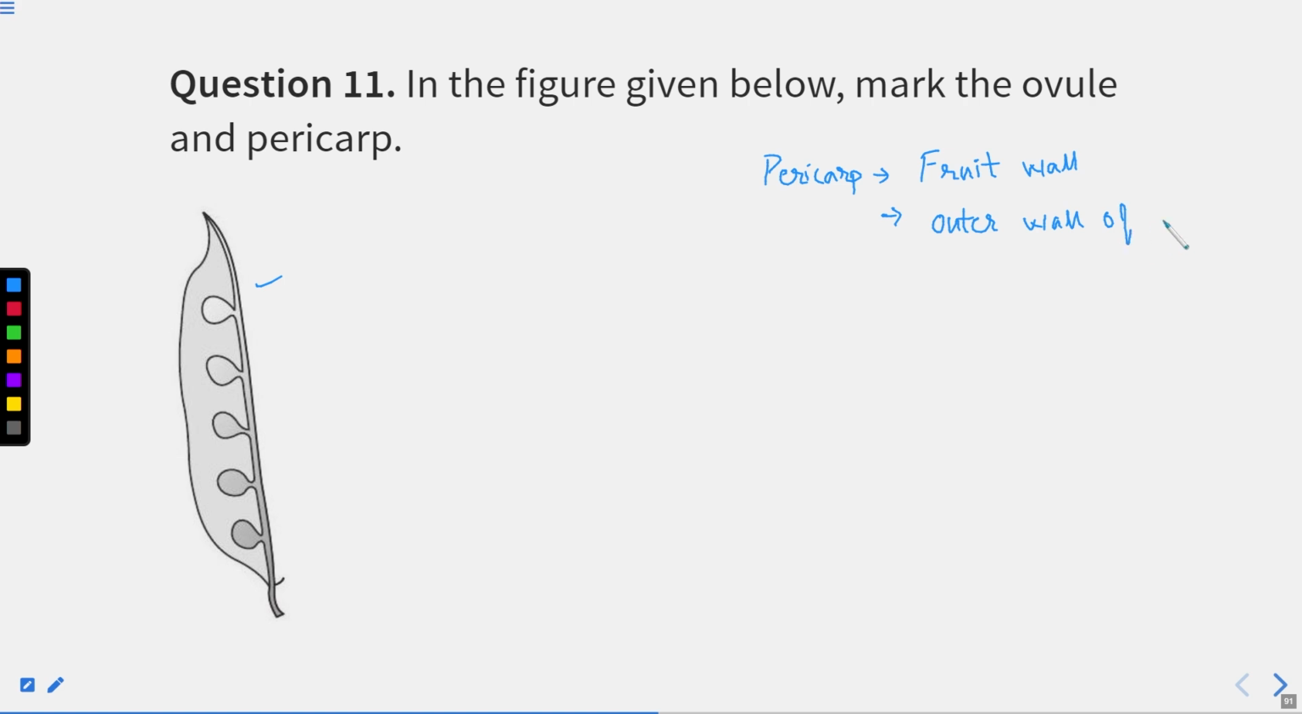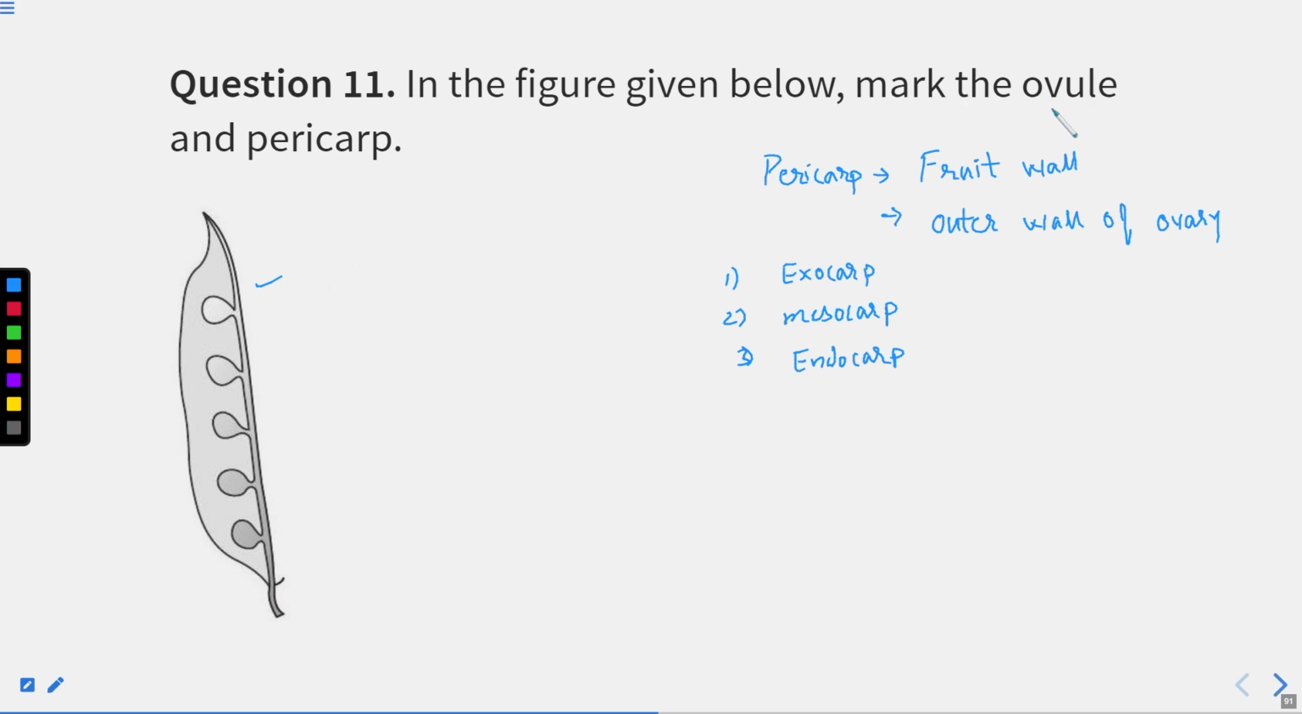The outer wall of the ovary develops into the pericarp. And the pericarp has three layers, or it consists of three regions. First is the exocarp, then we have the mesocarp, and then we have the endocarp. All right, so these are the regions of what? Pericarp.